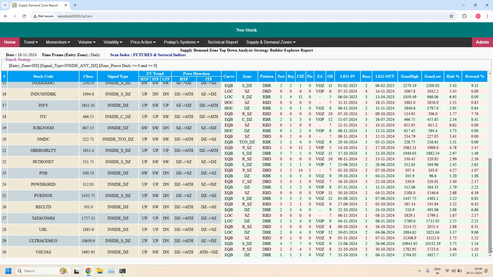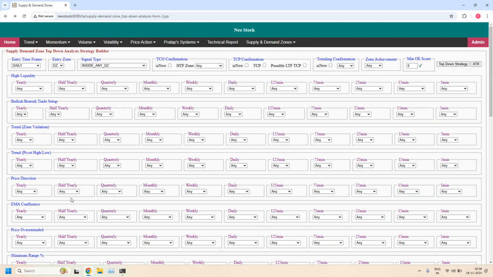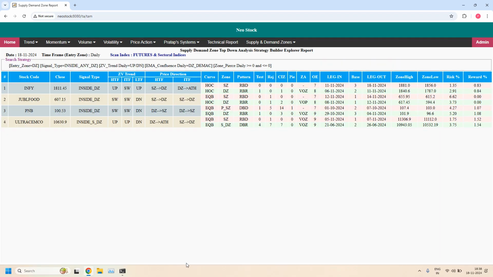Okay, how many of these daily demand zones are having daily EMA Confluence? So in the EMA Confluence, at a daily time frame, daily demand zones having daily EMA Confluence filter is enabled, and also this EMA Confluence makes sense only in the trending market, not in the sideways. So in the trend, zone violation trend at daily time frame, I am selecting up or down. Let me filter the stocks. 4 stocks are filtered. 1 stock is up. This supports bullish trade setup. Remaining 3 are counter trend trade setups.